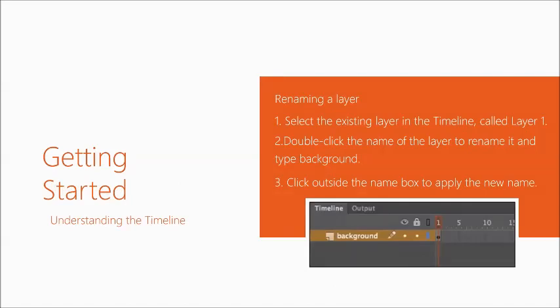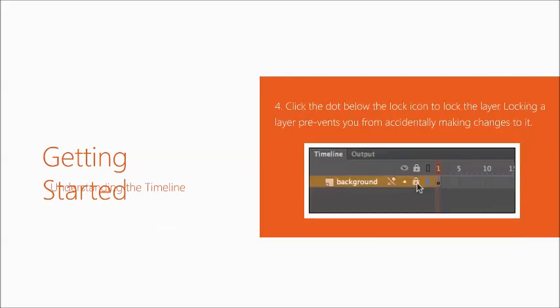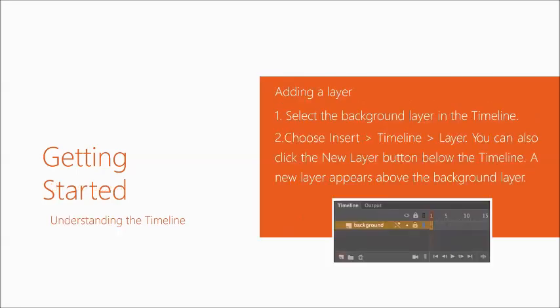To rename a layer, select the existing layer in the timeline called Layer 1. Double-click the name of the layer to rename it and type background. Click outside the name box to apply the new name and click the dot under the lock icon to lock the layer. Locking a layer prevents you from accidentally making changes to it.